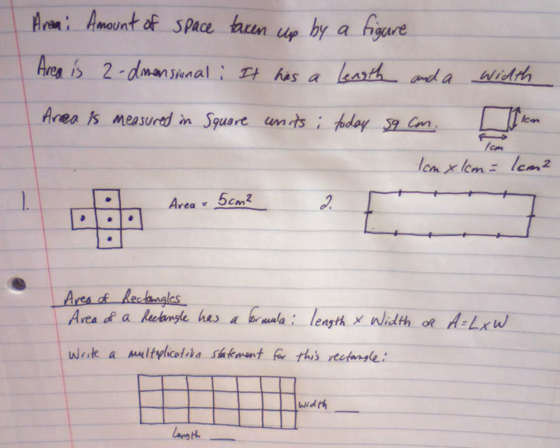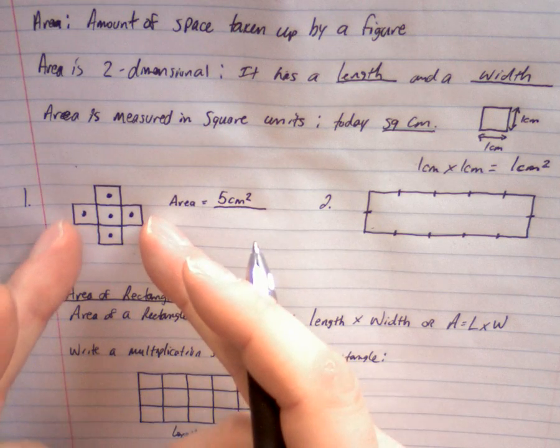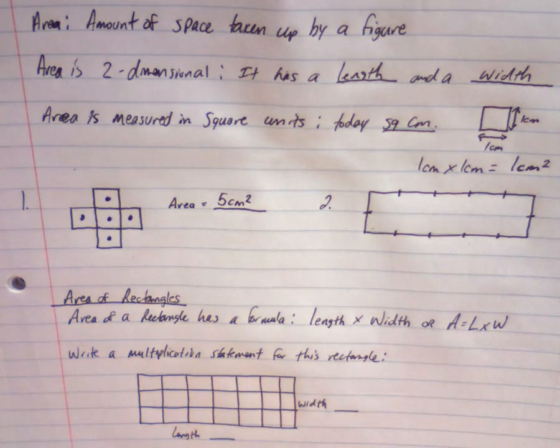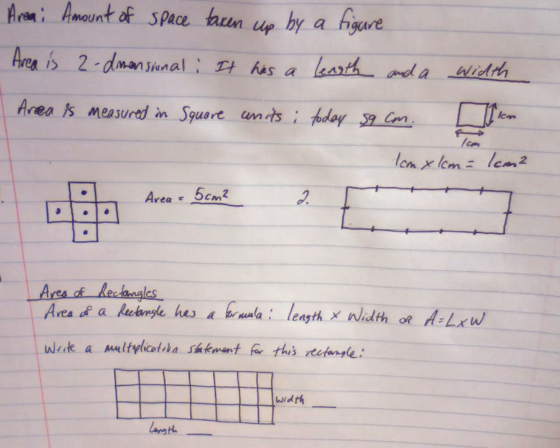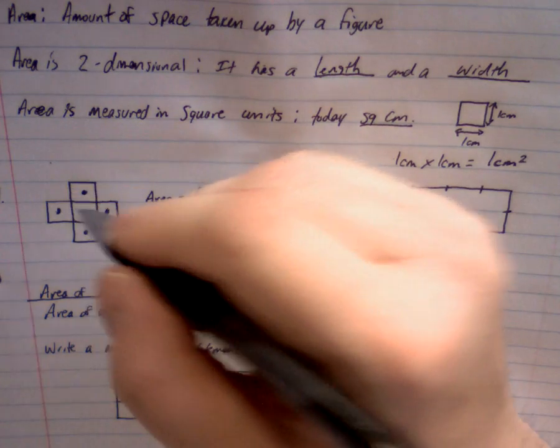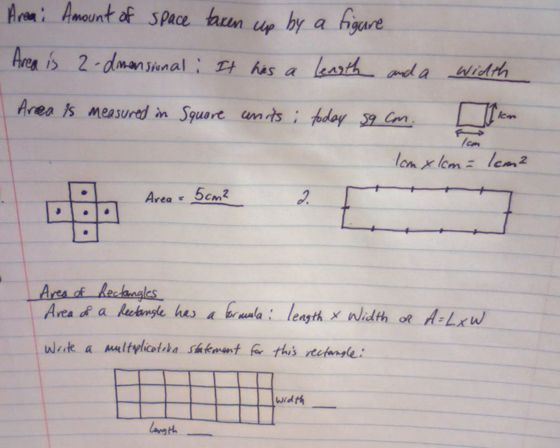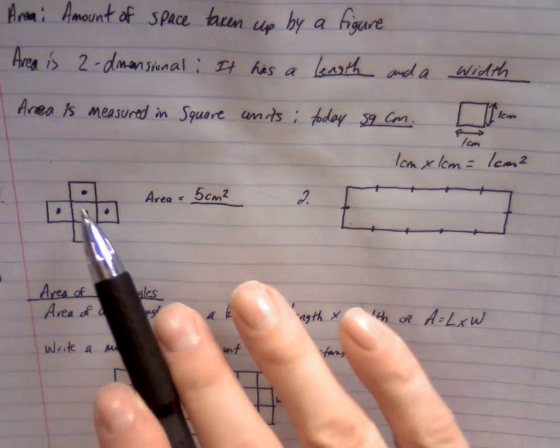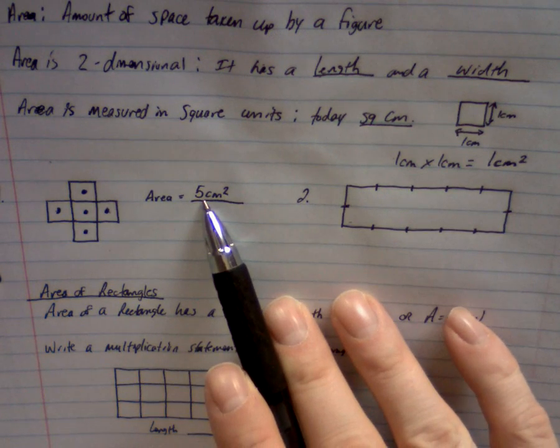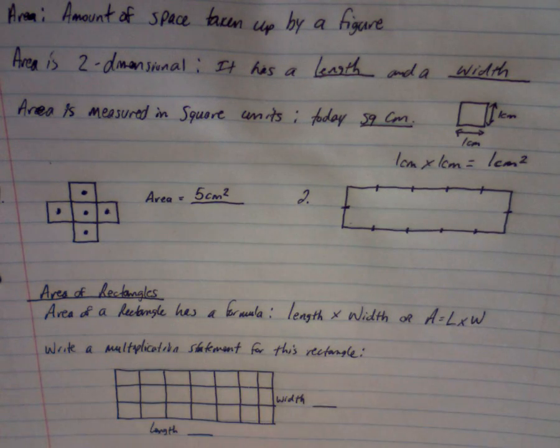Again, we're looking at how much space this shape takes up. Okay, we're not looking at the perimeter anymore, we're looking at the inside. So each square is 1 centimeter squared. So I have 1, 2, 3, 4, 5. So therefore I have 5 centimeters squared.